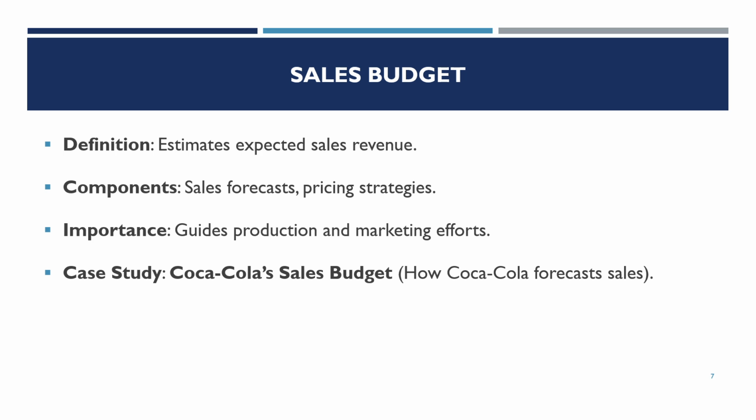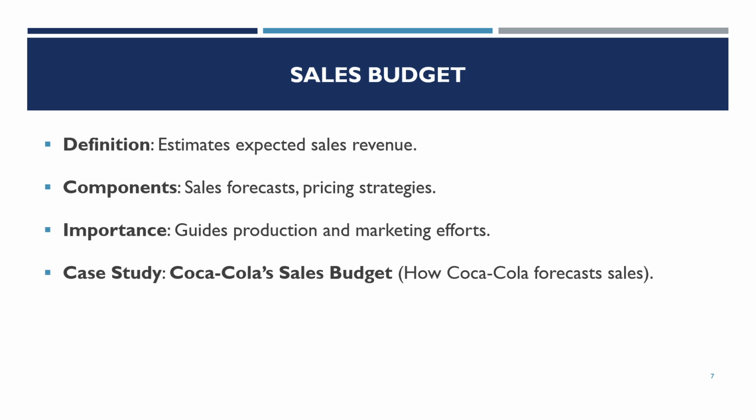For that forecasting, you have to estimate the sales revenue, how much sales revenue you are going to get in the forecast. That is the estimated, expected sales revenue. That is called sales budgeting. Its key importance is that it guides production and the marketing efforts.